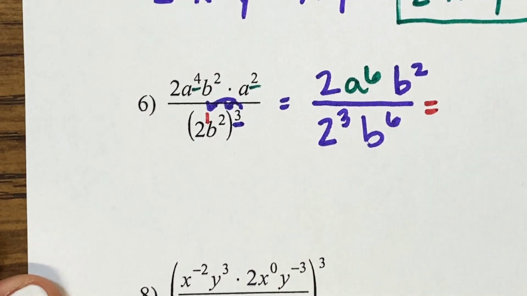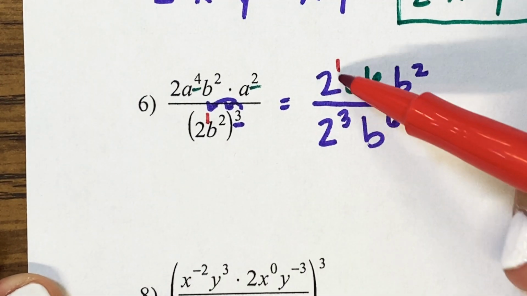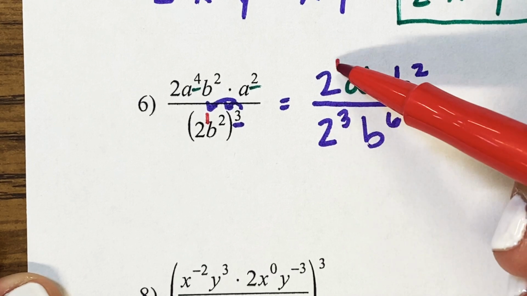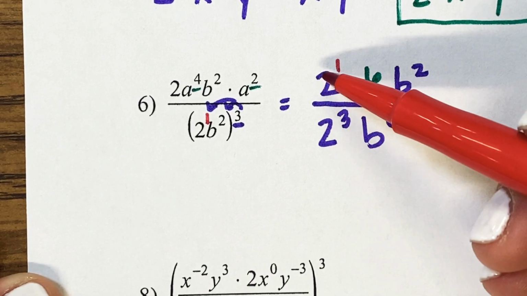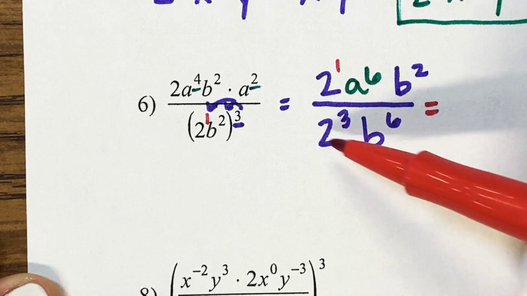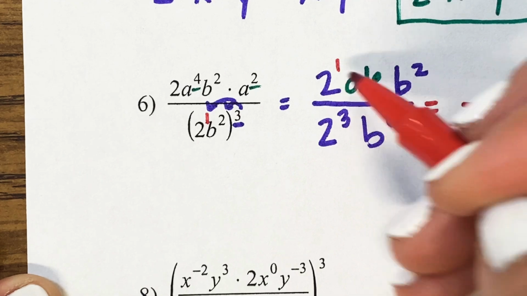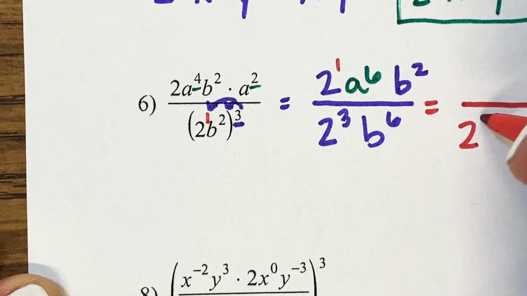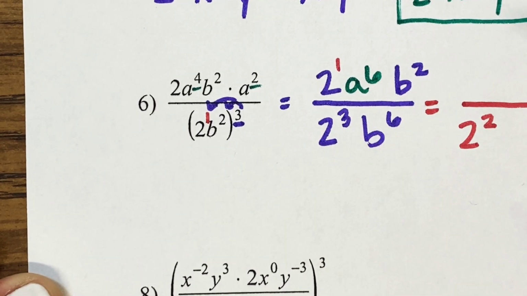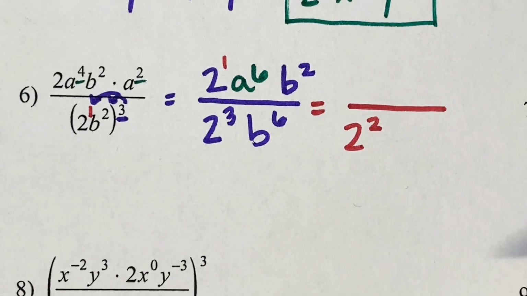Okay, so let's start with our 2's. So I have 1 2 on top. I have 3 2's on bottom. One of them is going to cancel out, right? 1 2 over 3 2's. How many 2's are going to be left on bottom? Or 3 minus 1. Great job. 2 squared. 2 2's are left on bottom. None are left on top. That one canceled out.